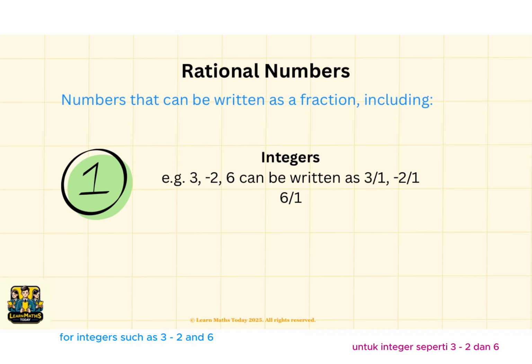Integers such as 3, -2, and 6 can be written as 3 over 1, -2 over 1, and 6 over 1. So basically any integer can be written as a fraction by putting the integer in the numerator and 1 in the denominator.